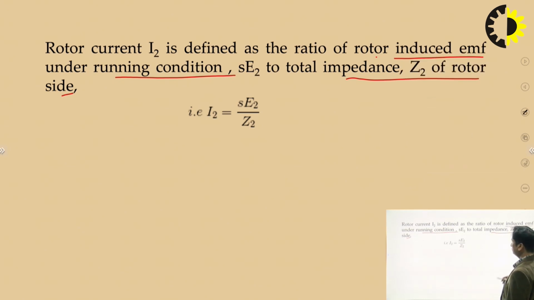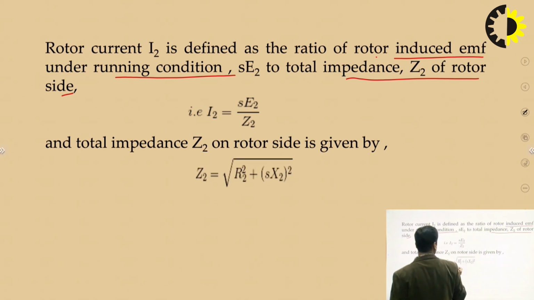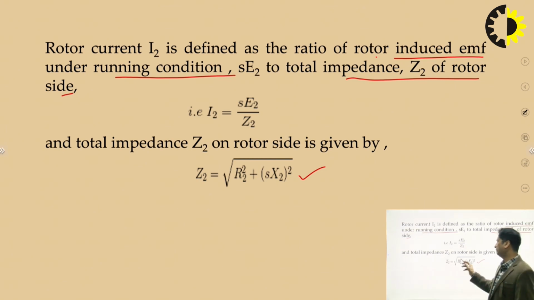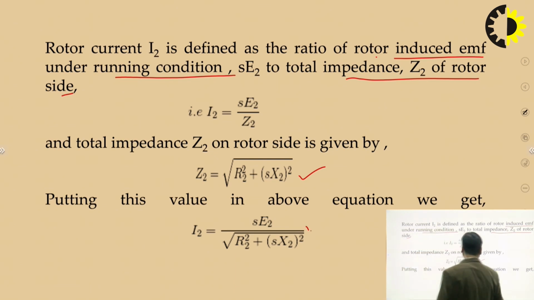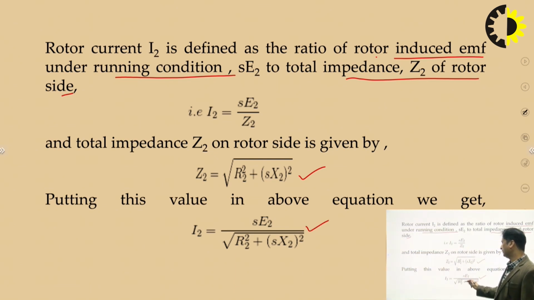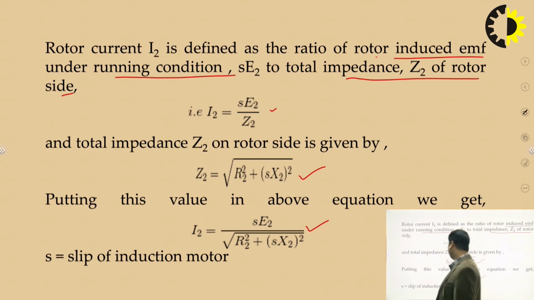And the total impedance on the rotor side is given by Z2, because the impedance is given by the resistance and the reactance, and the reactance will depend upon the slip frequency, that is S. So you can say Z2 will be equal to the square root of R2 square plus (S times X2) square. So this is the total per phase impedance under running condition. Hence if you put the value over there, I2 will be S times E2 upon the square root of R2 square plus (S X2) square, where S is the slip of the rotor.